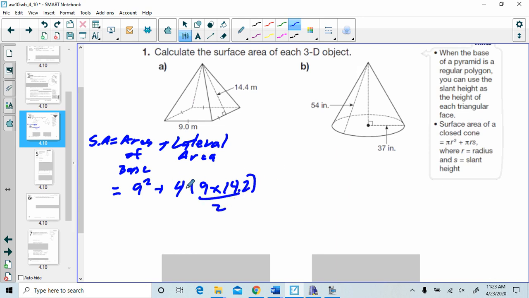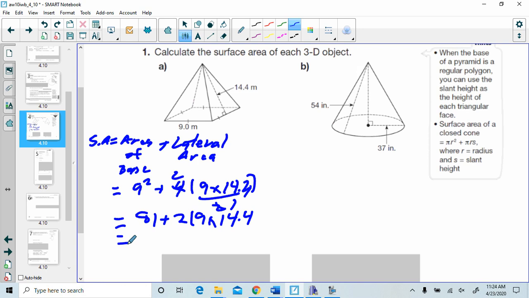Okay, and then we'll just reduce this to make this a little easier. So divide by 2, so that's 2, and we're dividing by 2 on the bottom to give us 1. So reducing earlier. So that's going to give us 81 plus 2 times 9 times 14.4. That's a 4.